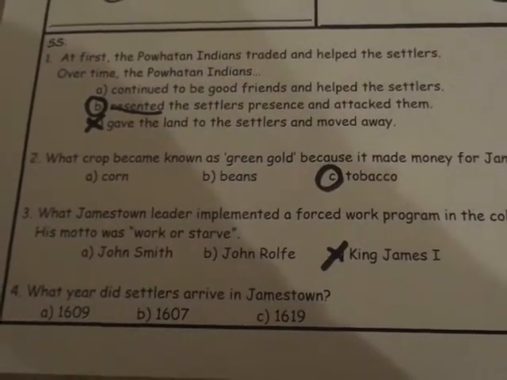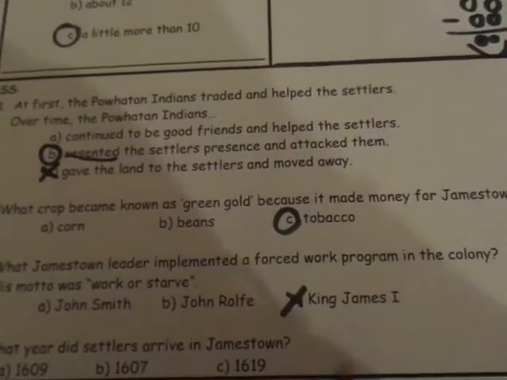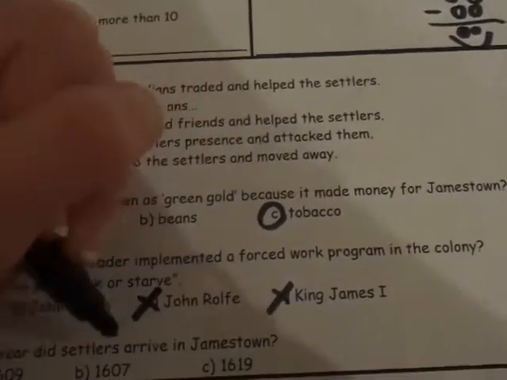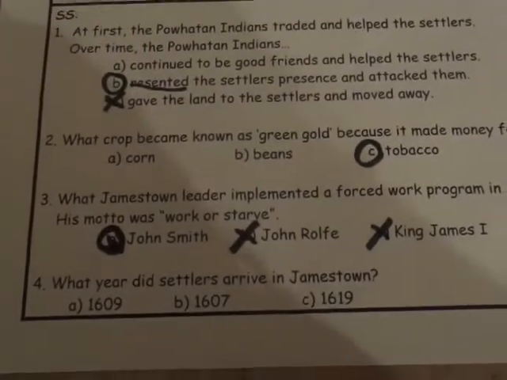Was it John Smith or John Rolfe? John Rolfe was the guy who actually founded tobacco and made it a profitable agriculture. He was the one who actually married Pocahontas. But A, John Smith, he was the one who said no work, no eat.